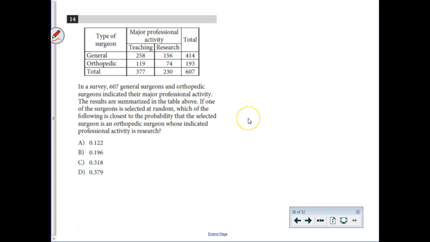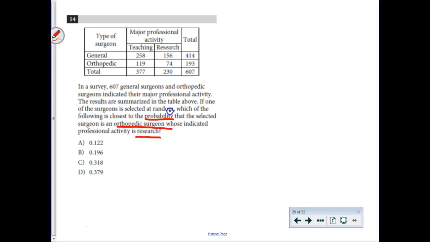All right, this next one. Hey, Algebra 2 students and Pre-Calc students, didn't we just do this question? Cool, let's see it again. So, a lot of words. Obviously, it's a probability question because there's a lot of words and they like to do this to us. But we have a chart, or table of information here. 607 general surgeons and orthopedic surgeons indicated that their major professional activity, blah, blah, blah, keep reading. It says, what is the closest probability that the selected surgeon is an orthopedic surgeon whose indicated activity is research?